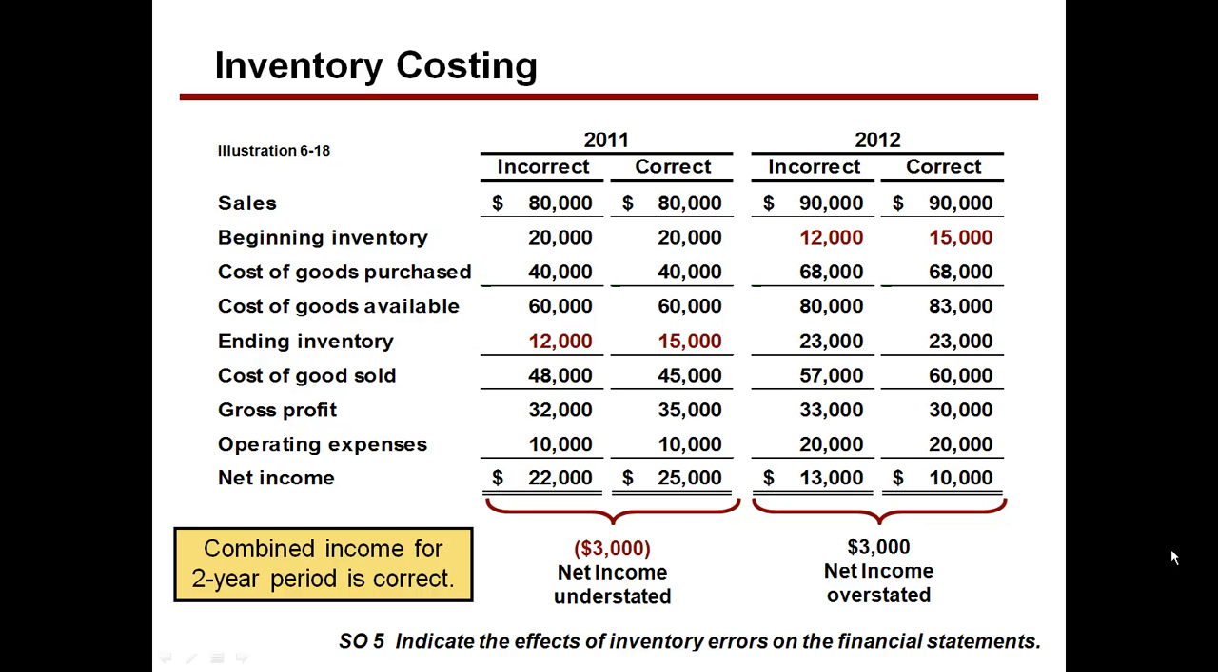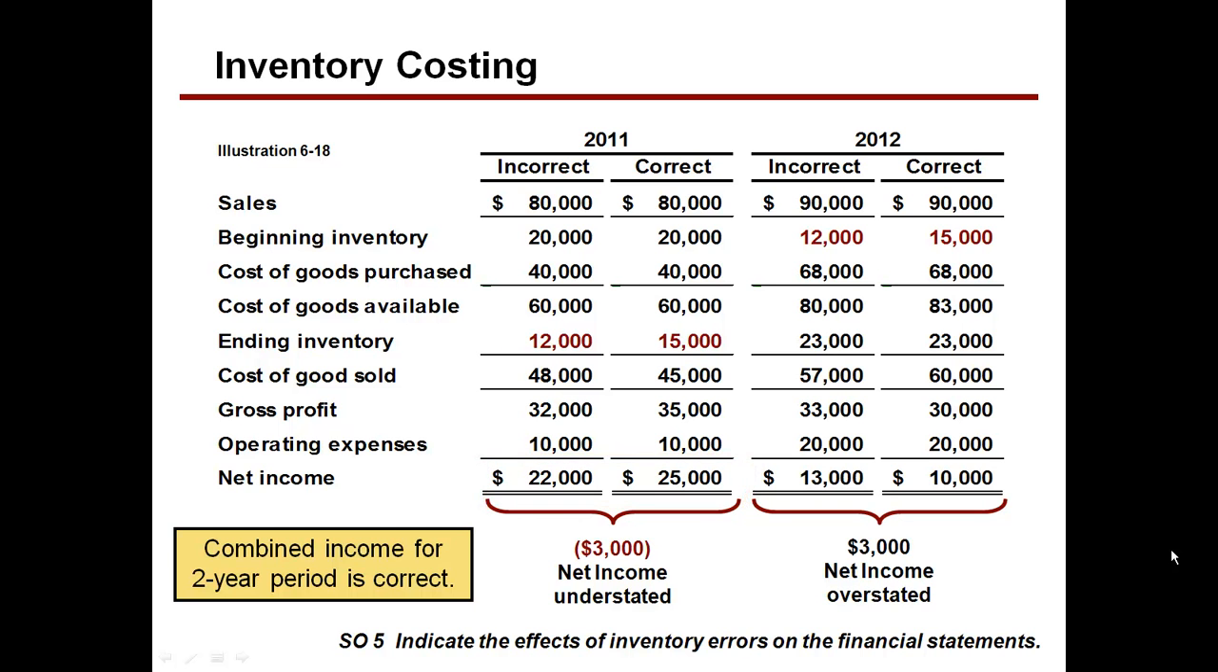Here's an example of that principle of errors affecting two periods of time. For 2011, if we assume that our ending inventory of $12,000 is incorrect, that is understated, it should have been $15,000. If our ending inventory is understated, that means our cost of goods sold will be overstated at $48,000 compared to what it should have been at $45,000 had the ending inventory been $15,000. So with an incorrect ending inventory, that means a higher cost of goods sold and therefore a lower net income. $22,000 in this case compared to $25,000 is what it should have been had the ending inventory been correct.